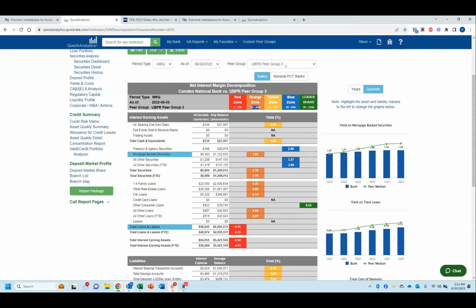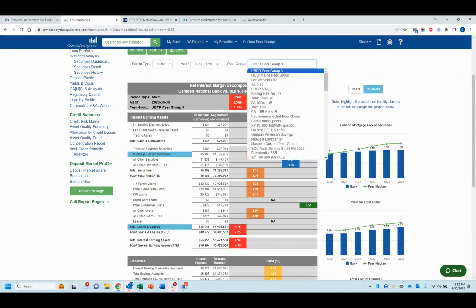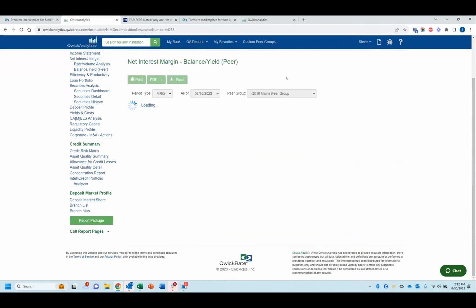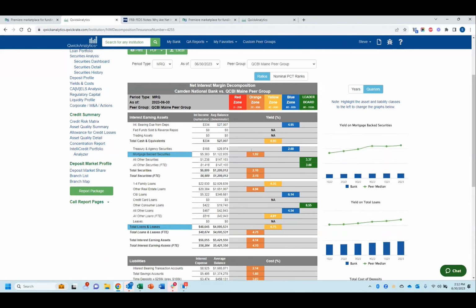If I were to change the peer group, this 1.92% wouldn't change because that's your bank's calculation, but where it is on the spectrum of below peers to superior to peers would change. So if I just click on, let's say, main peer group, it still happens to be in the 20th to 40th percentile. So that one didn't particularly help.